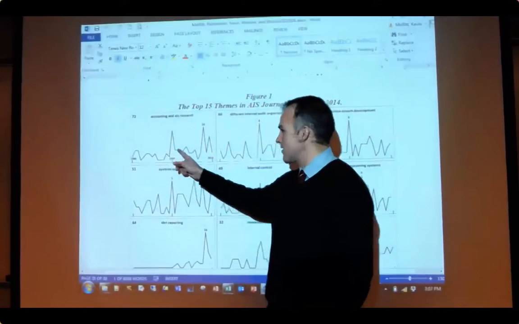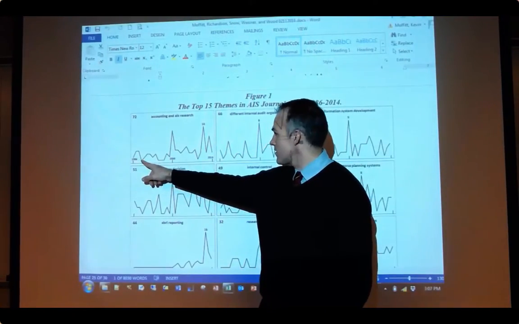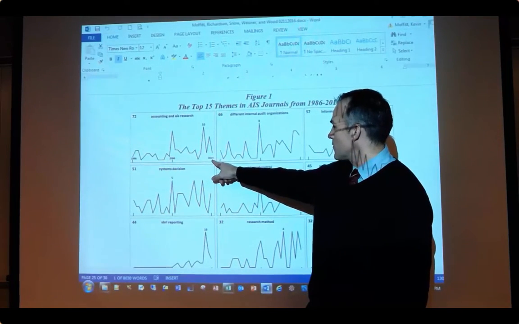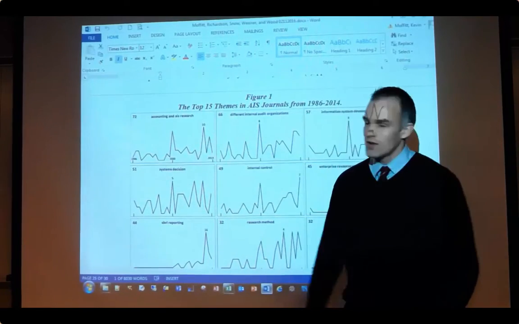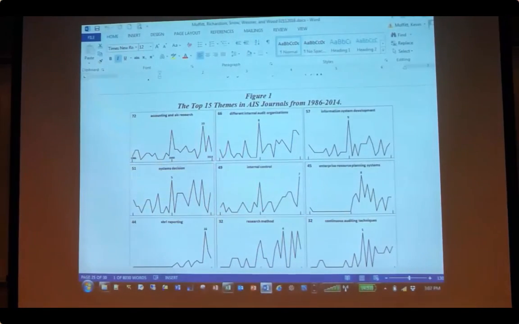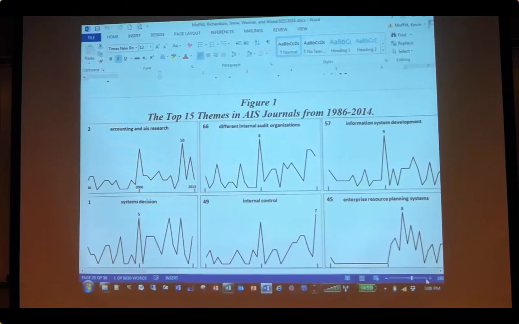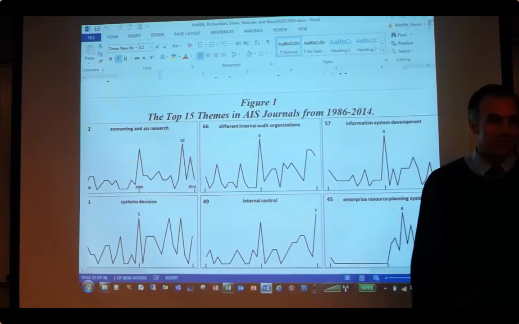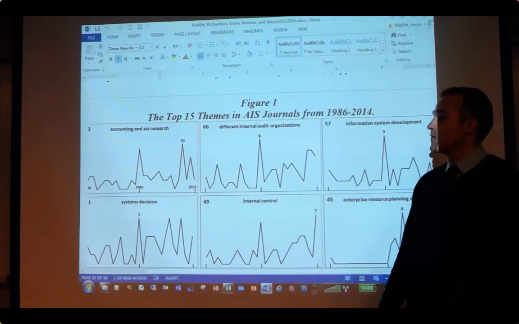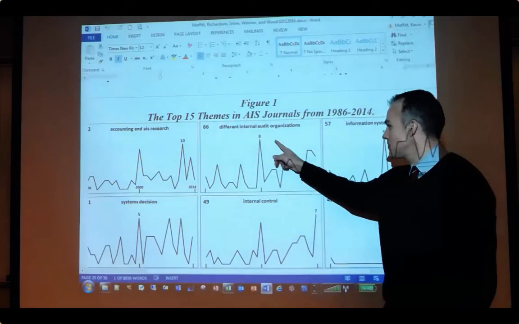So you can get a sense in one glance. This is 1986. This is 2014. And here's the accounting and AIS research. Should I zoom in a little so you can read those? Here's one: different internal audit organizations. I've never done research in that area. I don't know if that's an area or not. But that was number 2.